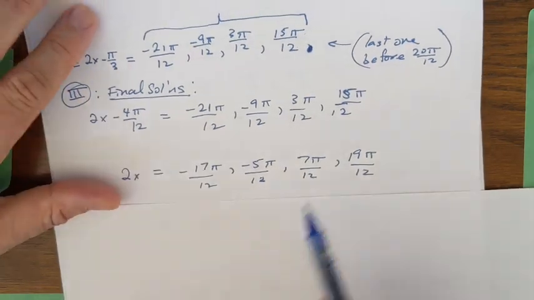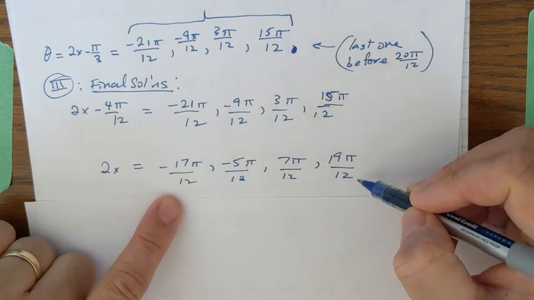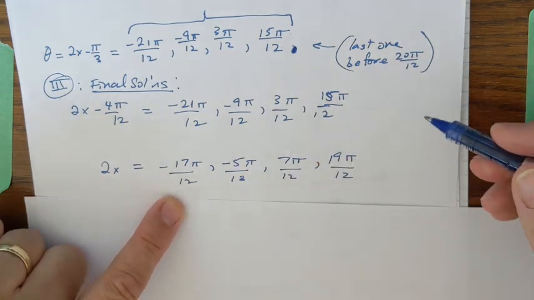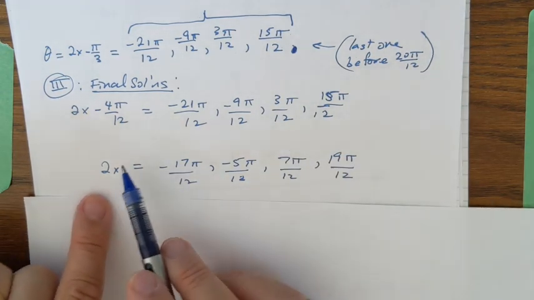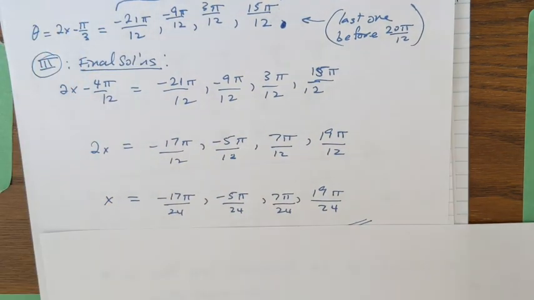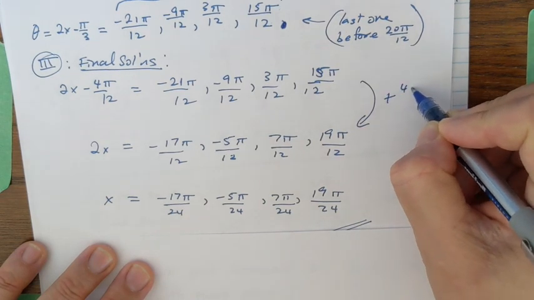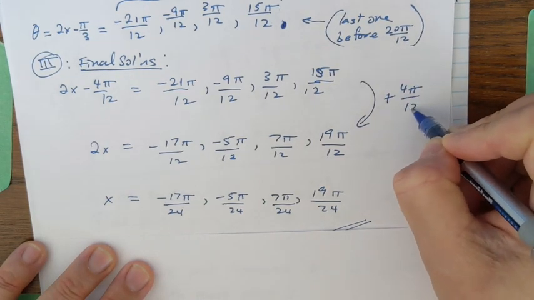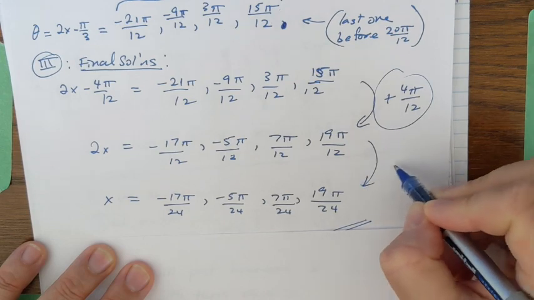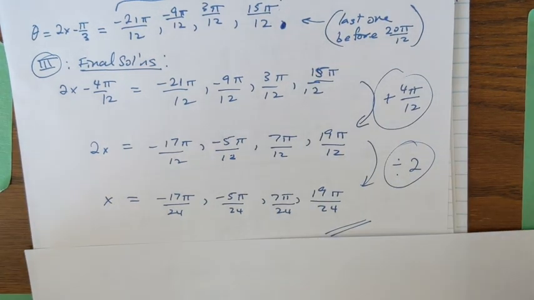Voila, right? From here to here, all I did was add 4 pi over 12 to each of those solutions, and this is what you get. And then the last step, I'm going to divide by 2. So everything gets divided by 2. From here to here, I added my 4 pi over 12, and from here to here, I divided by 2. And that's how you get your final solutions, okay?